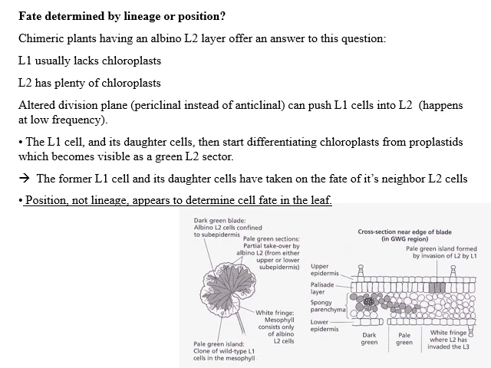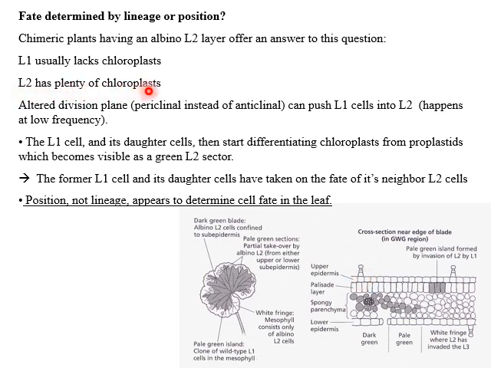You can use chimeric plants having an albino L2 layer to assess these questions. This is a fairly old experiment. It is based on the fact that the L1 layer usually lacks chloroplasts. It has plastids, proplastids, not fully differentiated plastids, but they have not differentiated into chloroplasts. So that layer is uncolored. You can see it down here. It doesn't have any color, it's fairly transparent.